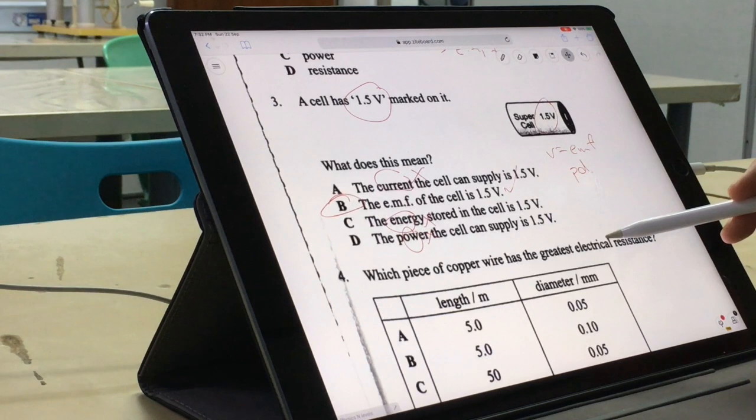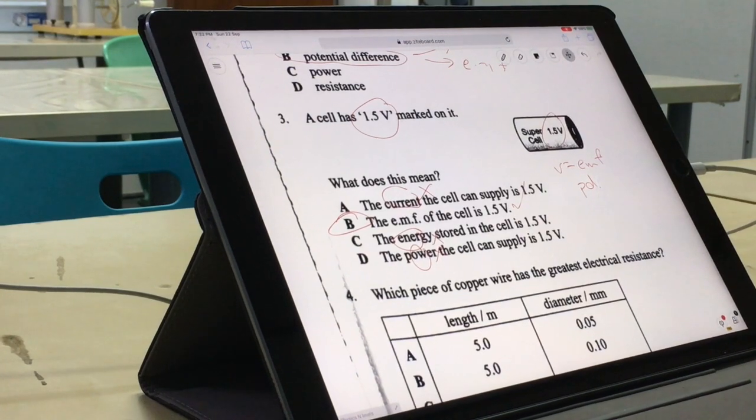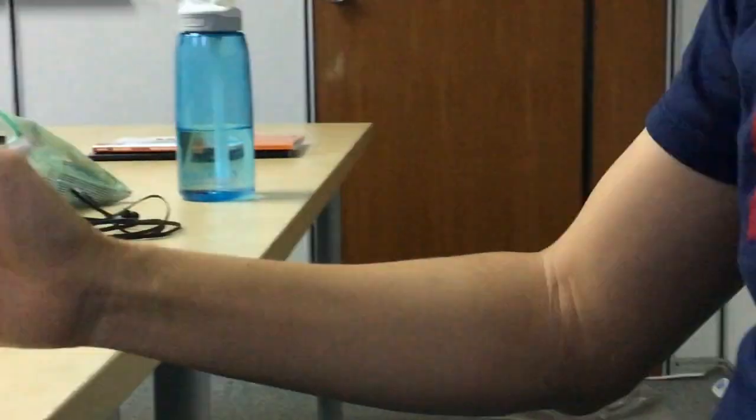EMF is the electromotive force. Electromagnetic? Huh? Electromotive force. Oh, yeah, it's not electromagnetic force. So there's a difference.